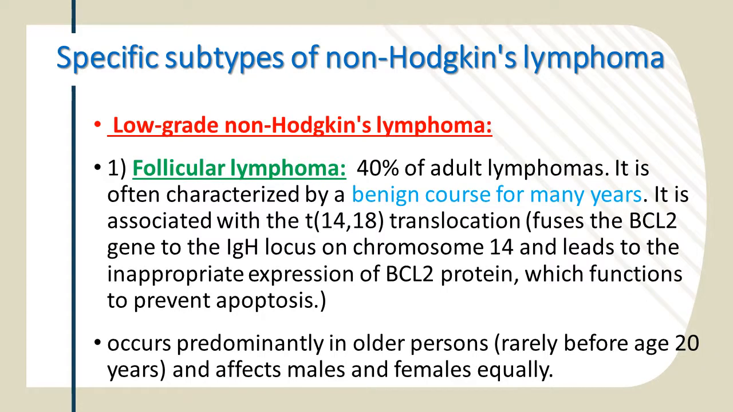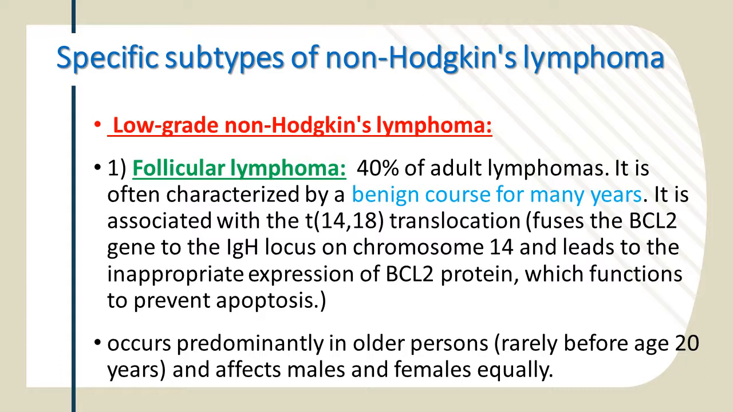At this point, we will discuss the specific subtypes of non-Hodgkin's lymphoma, especially the low-grade and high-grade forms. To start with, the low-grade non-Hodgkin's lymphoma subtypes will be considered, and these are: first, follicular lymphoma; second, mantle cell lymphoma, followed by the marginal zone lymphomas and lymphocytic lymphomas. So, first we will discuss follicular lymphoma.